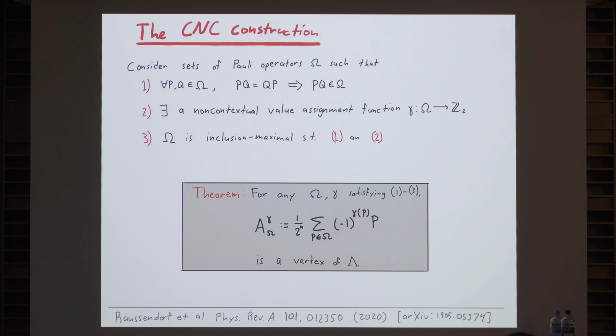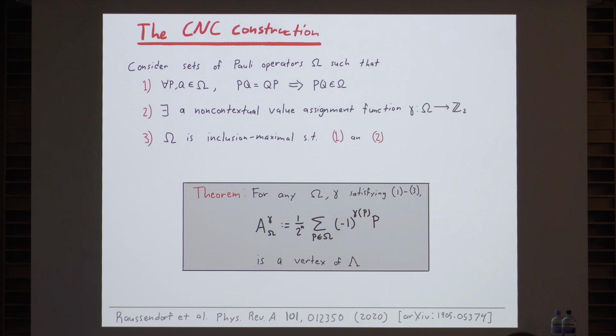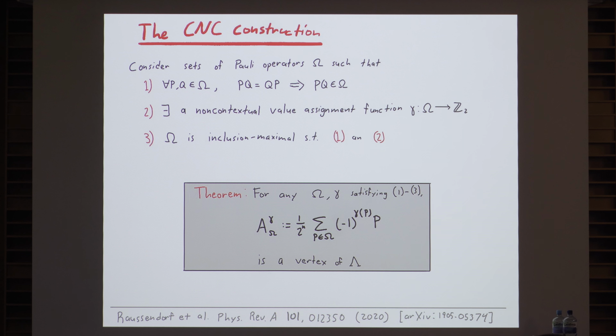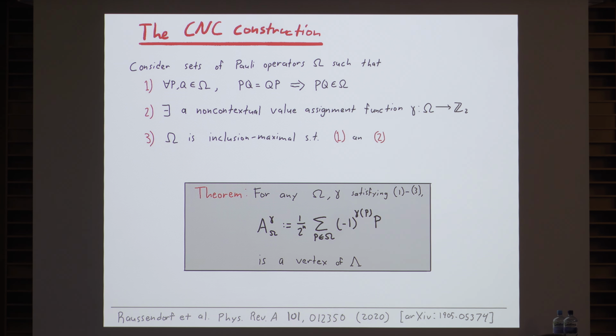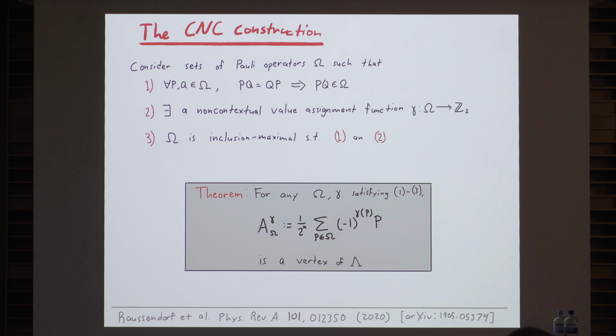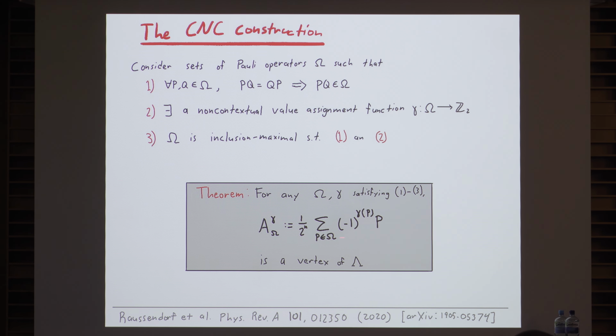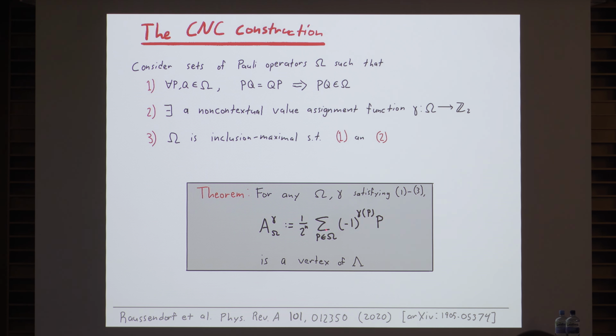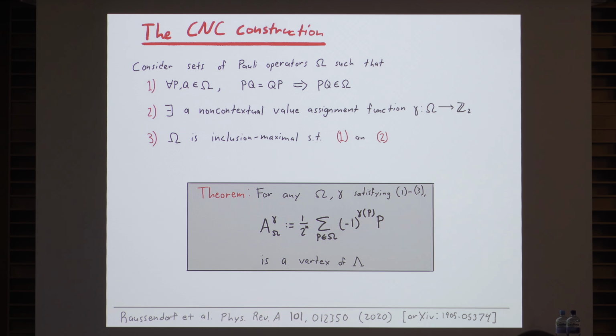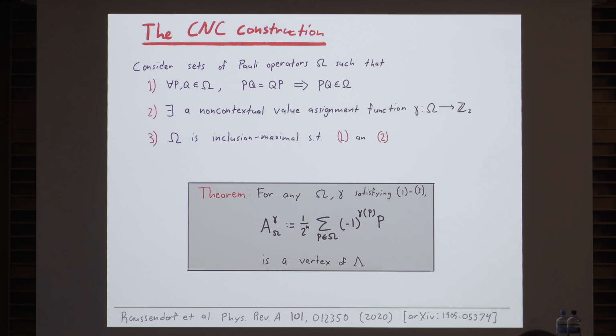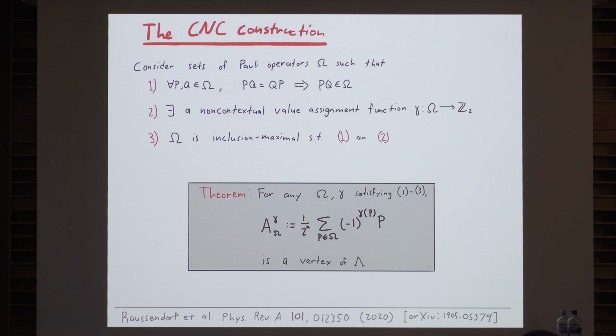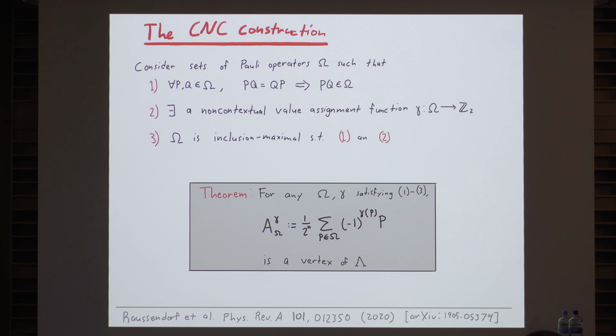This talk isn't going to be about contextuality, so I'm not going to say what this means. It's just a function satisfying certain consistency conditions. So there exists one of these functions. And then third property is that omega is inclusion maximal subject to the first two constraints. So if you have a set of Pauli operators satisfying these three conditions, then you can write down this operator here, which is just a sum over the Pauli operators in the set, weighted by this non-contextual value assignment function. This operator is a vertex of lambda. And for operators of this form, the updates under Clifford gates and Pauli measurements can be computed classically, efficiently.